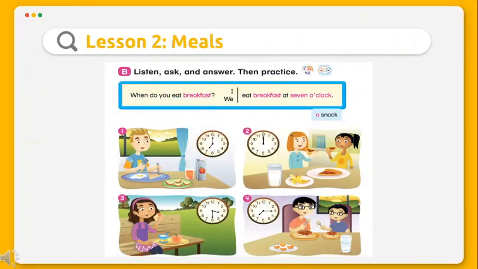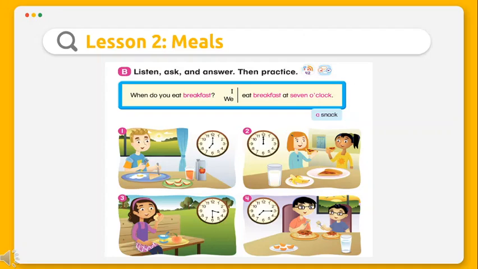Here we had some examples about the last example that I showed you in the last slide. So please listen to it. Page 66. B. Listen, ask, and answer. Then practice.